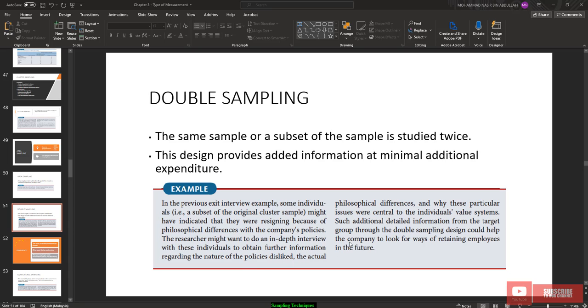the actual philosophical difference and why this particular issue were central to the individual's value system, such as additional detailed information from the target group through the double sampling design could help the company to look for ways to retain employee in the future.